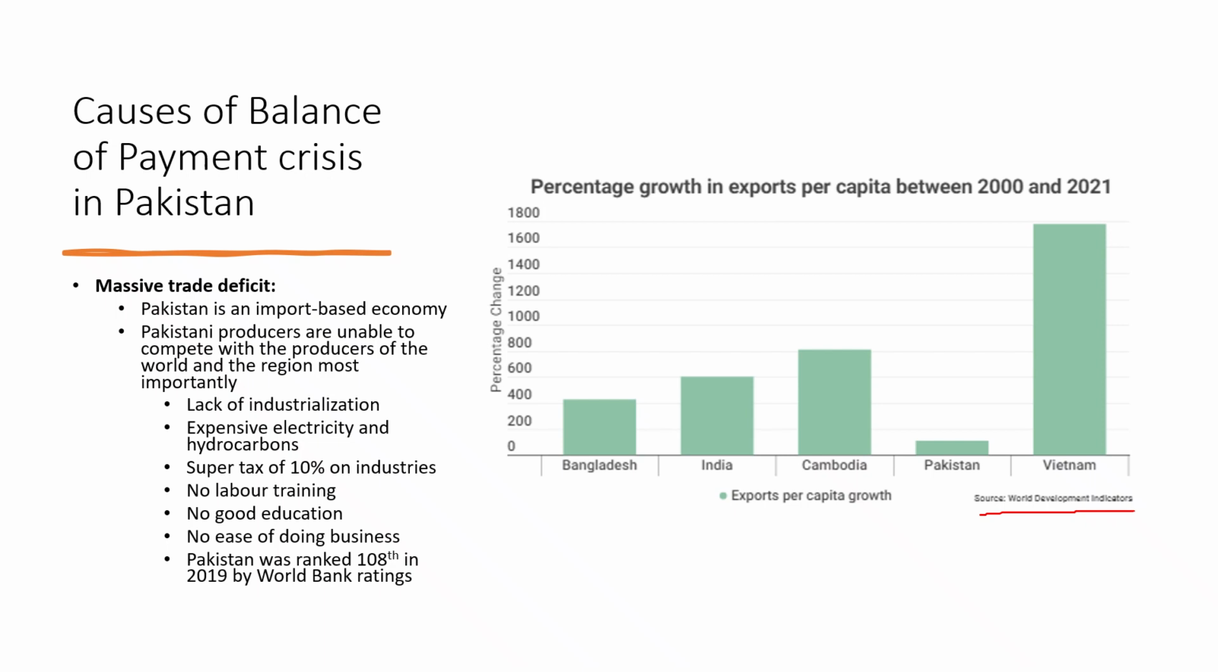Vietnam has the highest percentage growth in exports per capita between 2000 and 2021. It is 1800%. So we all can see that Pakistan could not increase its export per capita between 2000 and 2021. This graph shows that Pakistan is behind all the countries of the region. And the situation is not good. It is pathetic and it is very, very bad.